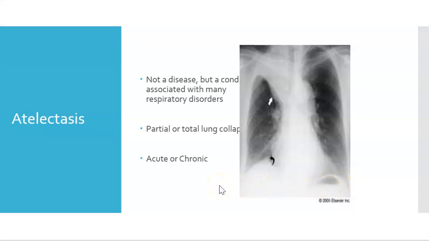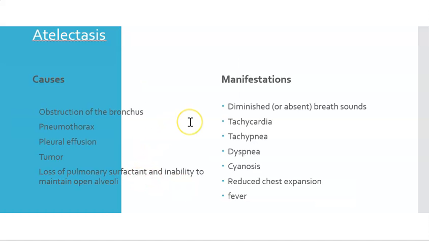Atelectasis, so this is not a disease but a condition, and it's associated with a lot of different things. It is a partial or total lung collapse and can be acute or chronic. When I think of atelectasis, I think of a post-op complication. Causes: obstruction of the bronchus, pneumothorax, pleural effusion, tumors, loss of pulmonary surfactant, or the inability to open the alveoli. So with these patients, you're going to have diminished breath sounds, tachycardia, tachypnea, dyspnea, cyanosis, and reduced chest expansion. They can also have fever.